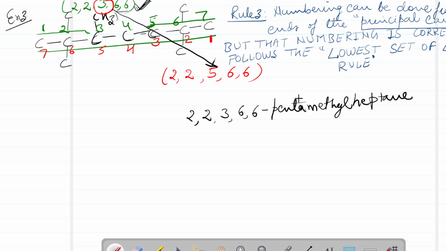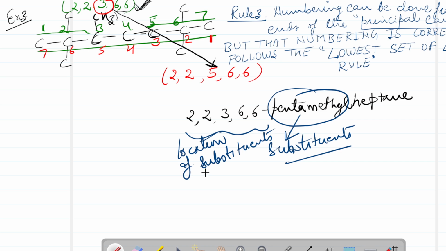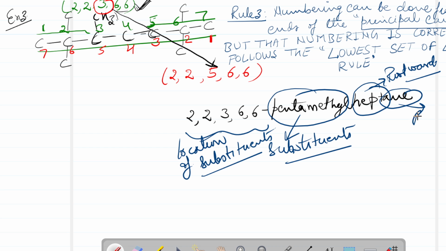So this is the substituent, this is the location of the substituents. Hept is the root word because there are 7 carbon in the principal chain, ane is the primary suffix. Right. Hope you would have understood.